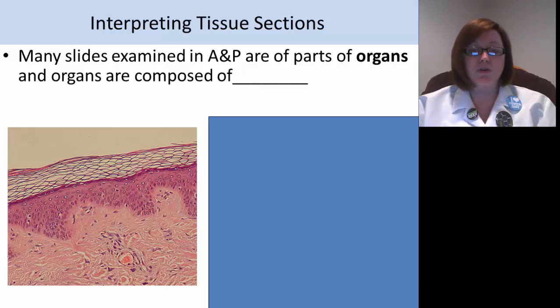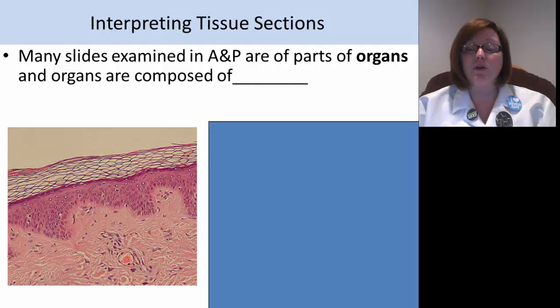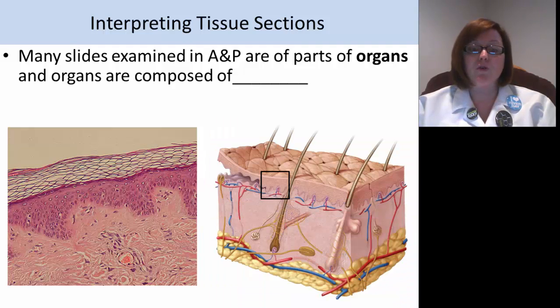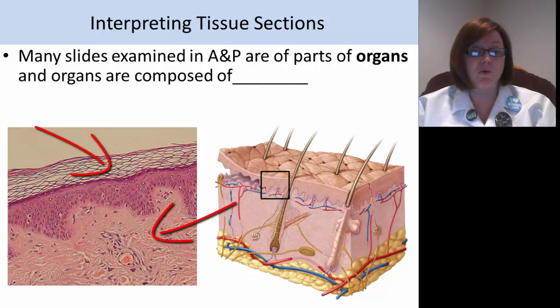What also makes interpreting tissue sections difficult is the fact that we're often looking at an organ, and organs by definition contain multiple tissue types. So you have to keep in mind that you're going to be looking at more than one type of tissue. So over here in this picture we see a micrograph, which is a picture of a microscope slide. And this is a micrograph taken from skin. And you can clearly see there are some different things going on in this picture, right? There's more than one tissue type here.